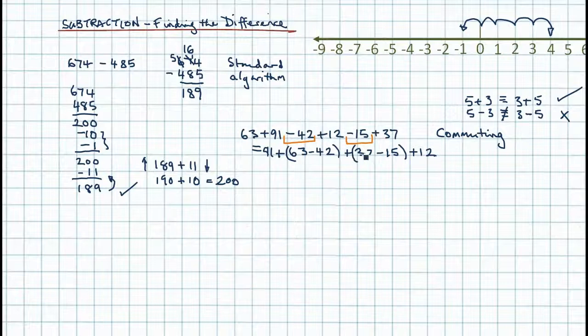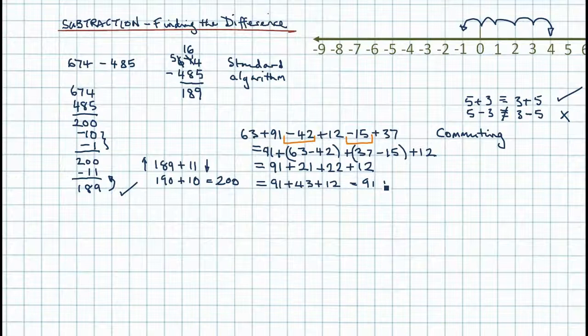Okay, so that's rearranged it so that we can do it much more easily using just mental arithmetic. So we've got 91 plus, sort out this bracket first, 21. Then we've got 37 take 15 is going to be 22, and our 12 at the end. Everything looking much simpler now, so we can just keep fiddling around with this until it works itself out. Let's just start with that 91. I'm going to join the 21 and the 22, so it's 43 plus the 12. Yeah, that's going to be very easy.